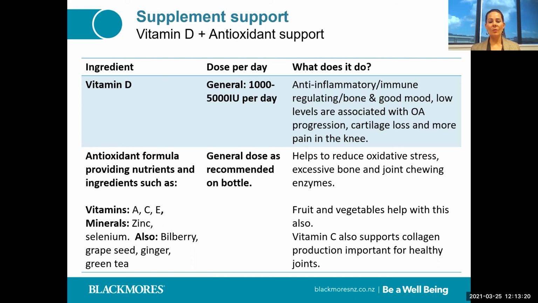Antioxidant formulas are very important because they help to reduce the oxidative stress associated with osteoarthritis, and they help to reduce the excessive bone and cartilage chewing enzyme action, so helping to keep the cells really healthy. Fruit and vegetables also work like this. Some of these antioxidant nutrients are vitamin A, C, E, the minerals zinc and selenium, also bilberry, grapeseed, ginger, and green tea. Vitamin C also supports collagen production, important for healthy joints.